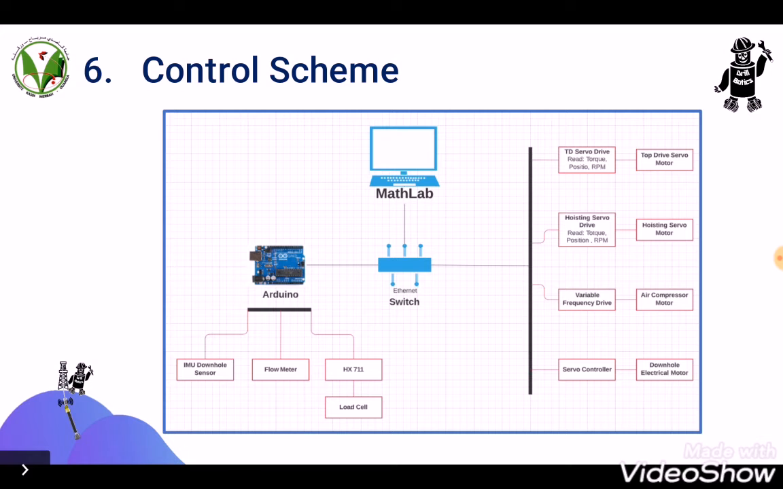As for the sensors, we have the new IMU downhole sensor, the load cell, and the flow meter, which will all be connected and controlled via the Arduino board. The Arduino board will then send all the information via Ethernet thanks to the shield accessory attached to it. The hub will then feed all this information to the MATLAB program where the data will be treated and plotted.